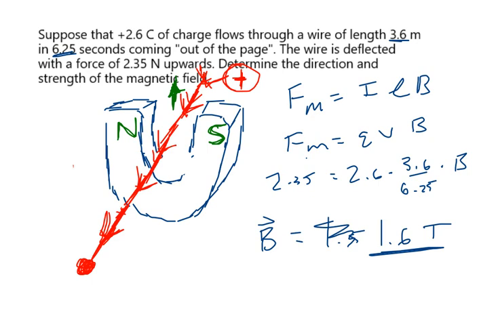It's ILB. Oh, it's this one, and QVB. Oh, okay, that's for the particle. Yeah. And I like the way you've written that, wire and particle. That's good.